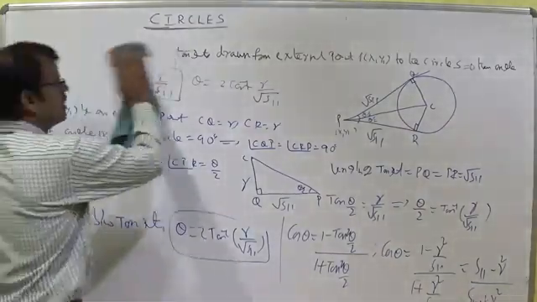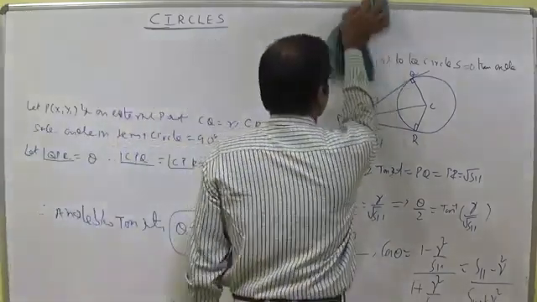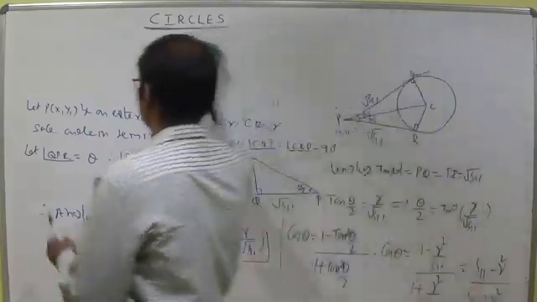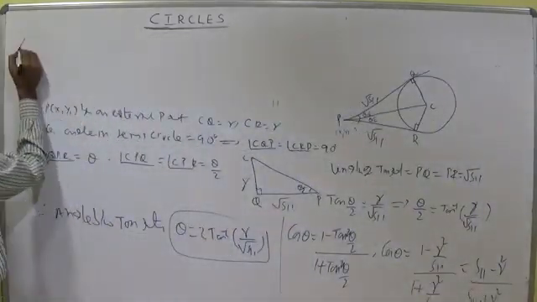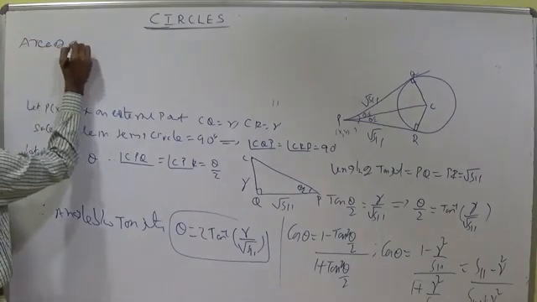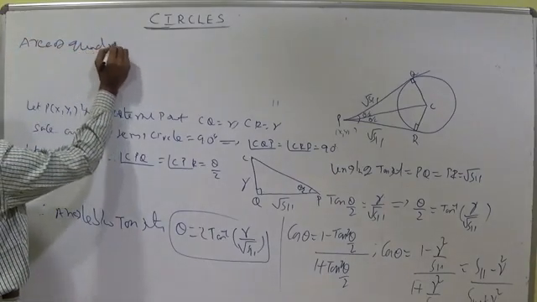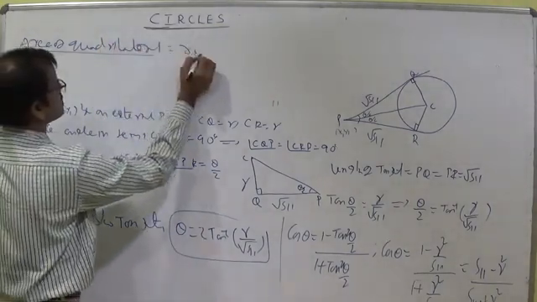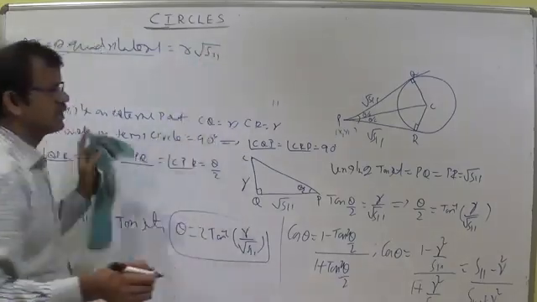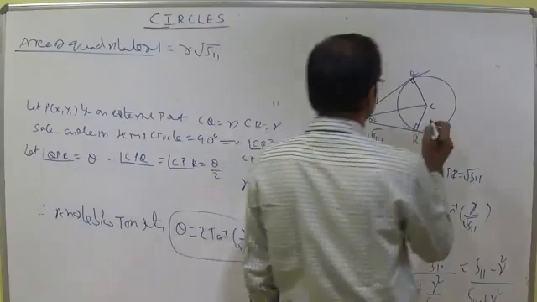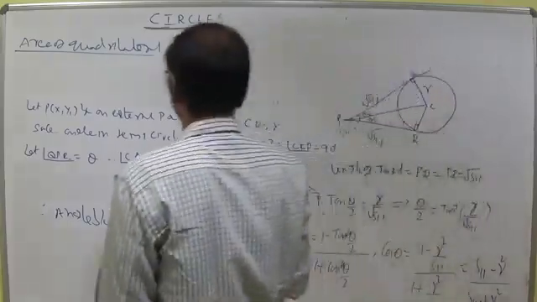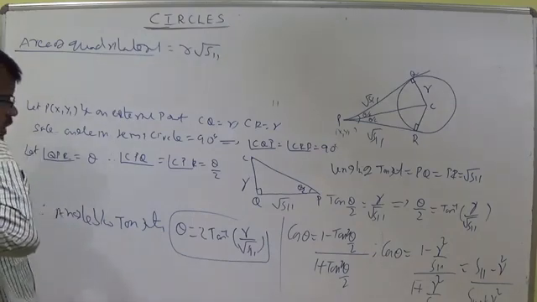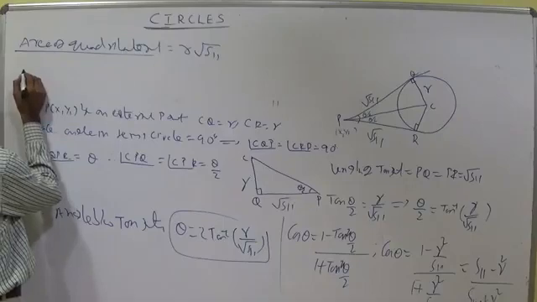After completion of angle between two tangents, area of a quadrilateral. Using the same diagram, area of a quadrilateral is equal to R root S11. Let us discuss using the same diagram. Area of a quadrilateral is nothing but area of triangle CPQ and area of triangle CPR.